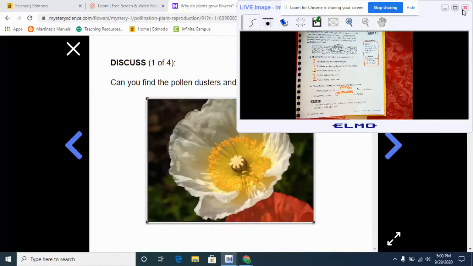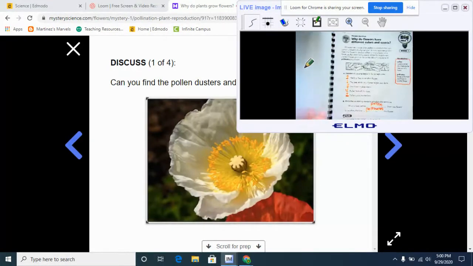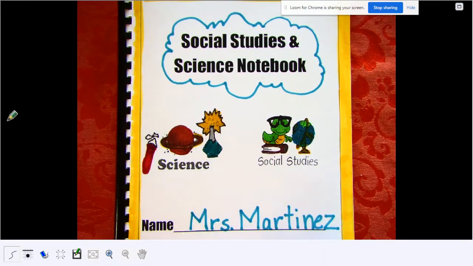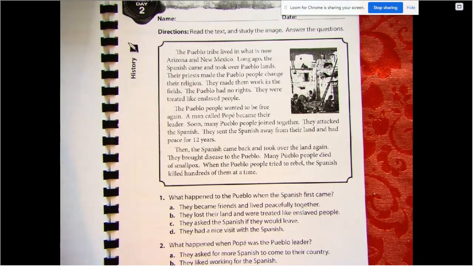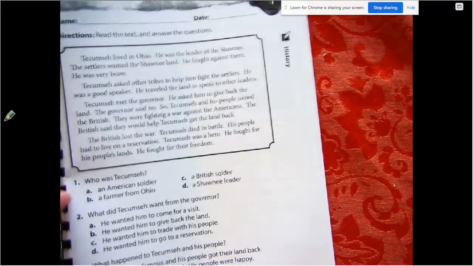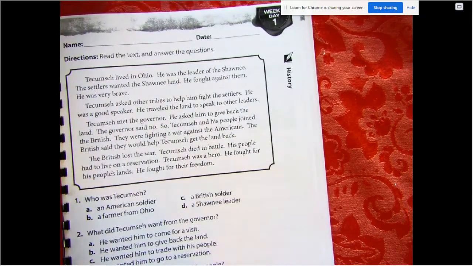All right, guys, that is all you're going to do for your science. Let's go ahead to the very front of the book and go to social studies, okay? We're going to go to the very first page in social studies. Okay. All right, it says we're on page 15. That's the number that's on the bottom, but it's actually our first page.